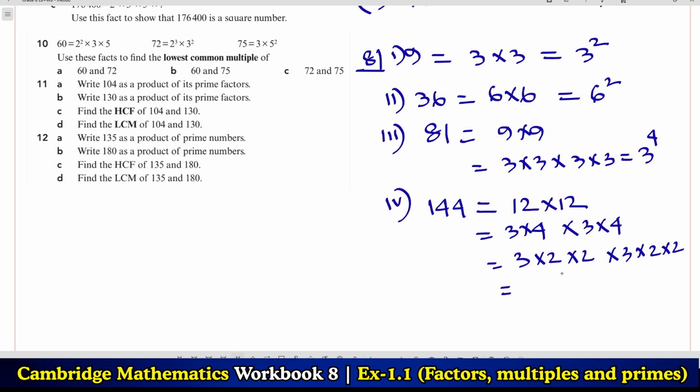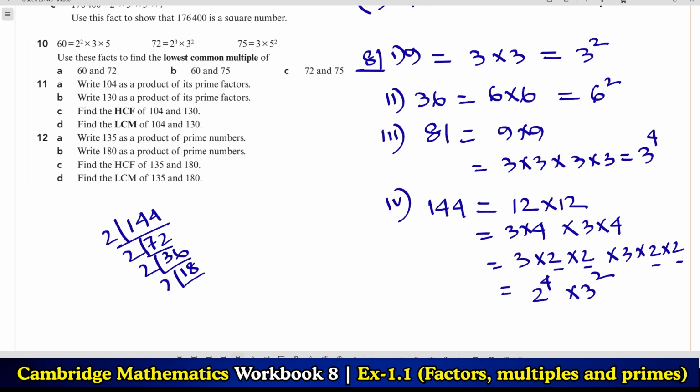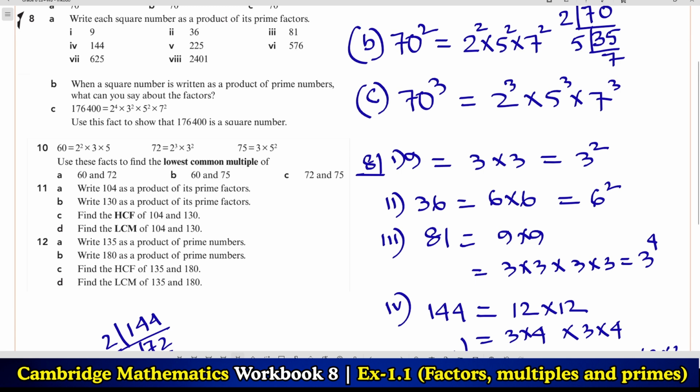So what will happen? There is 1, 2, 3, 4. It means 2 to the power 4 times 3 to the power 2. You can also write this another way. For 144, if we divide by 2, it will be 72. Divide by 2, it's 36. Divide by 2, it's 18. Divide by 2, it's 9. Divide by 3, it will be 3. So 1, 2, 3, 4: 2 to the power 4 and 3 squared. No need for these two lines. Okay, so number 4 we have completed.